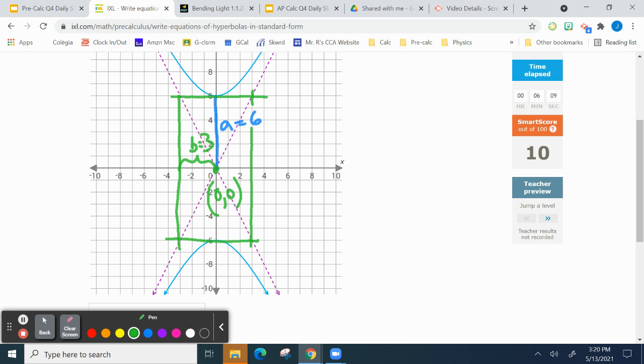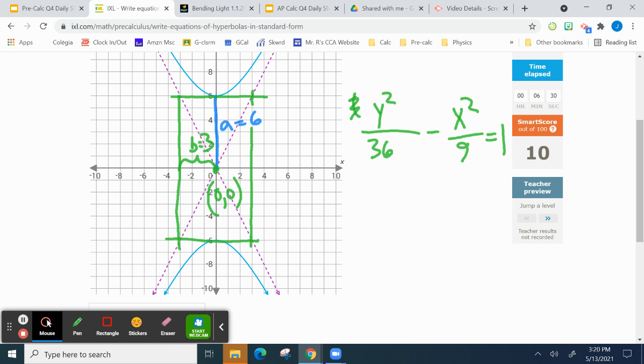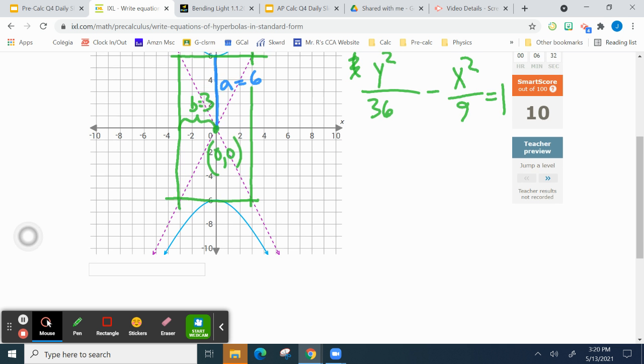So because this is an up and down, it's going to be y. We don't need that because it's just going to be y squared over, again, the a is always the first one, 36 minus x squared over 9 equals 1. And that's how fast it gets once you kind of get going on it.